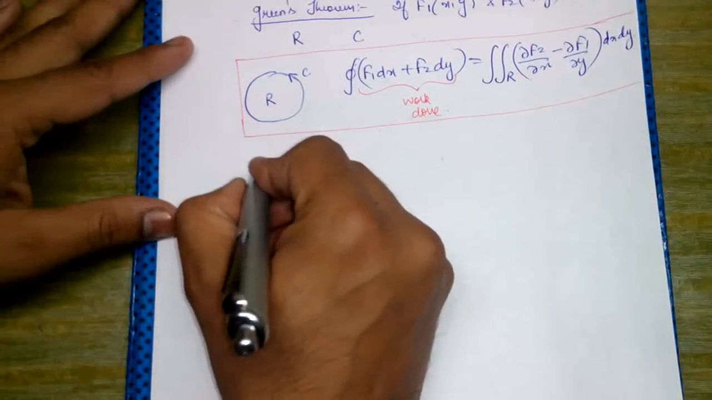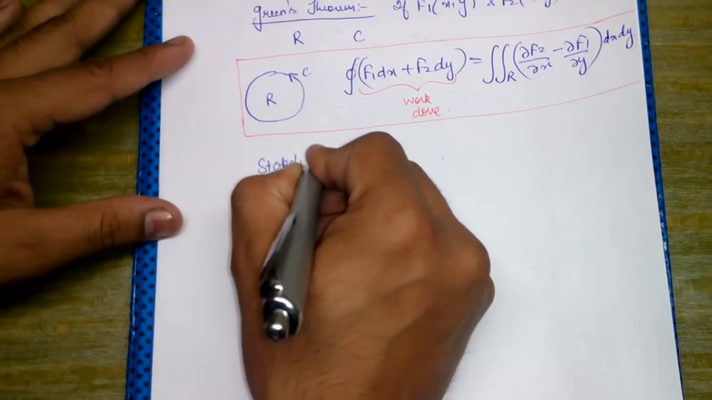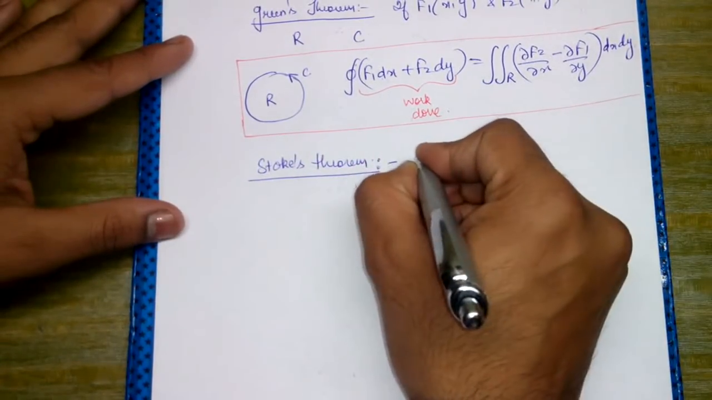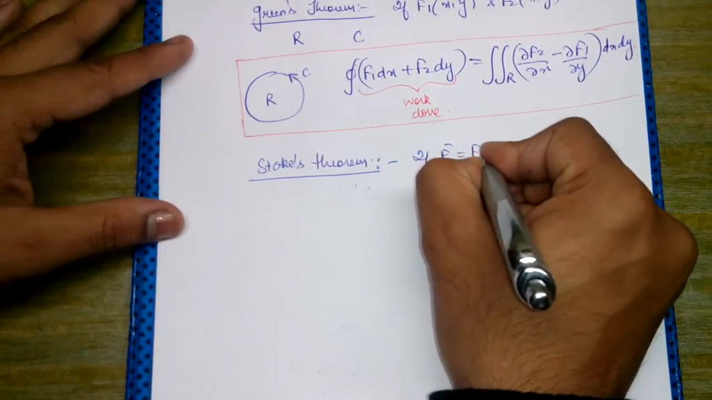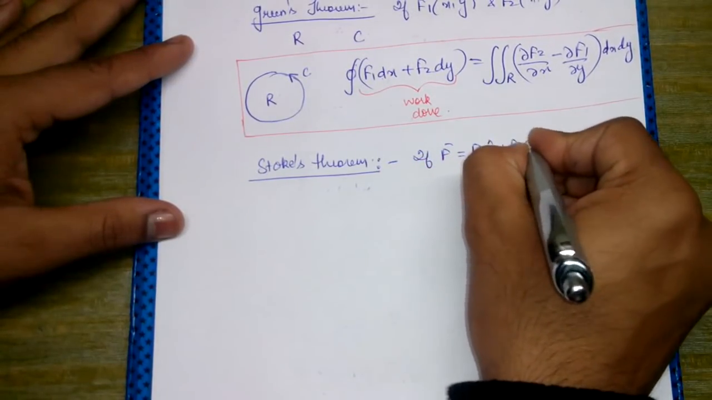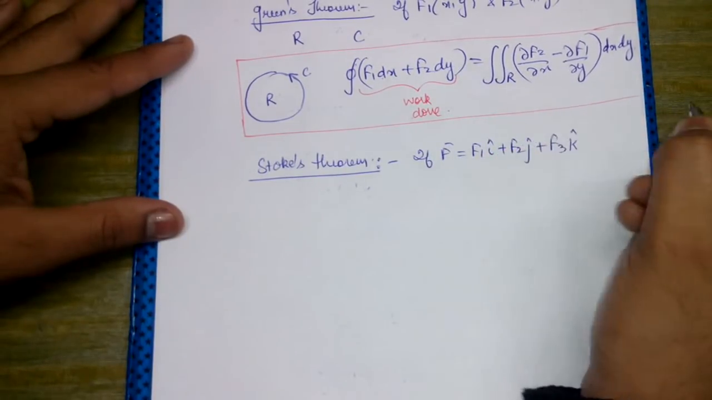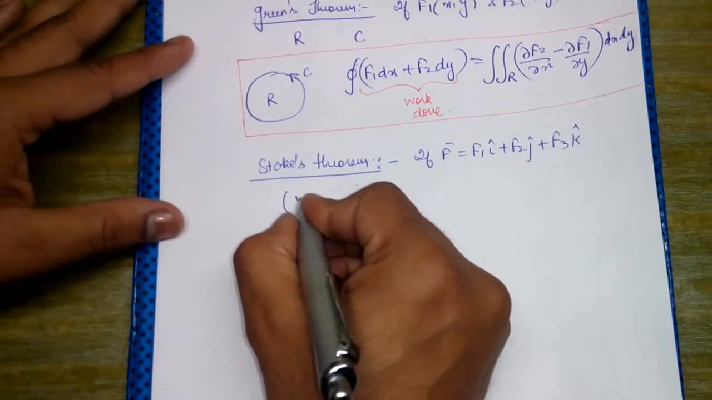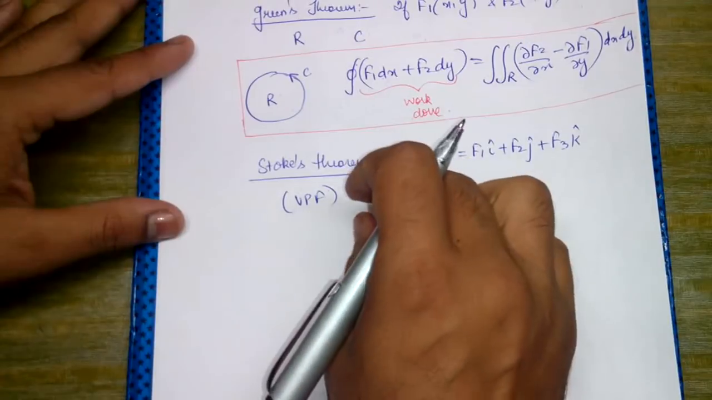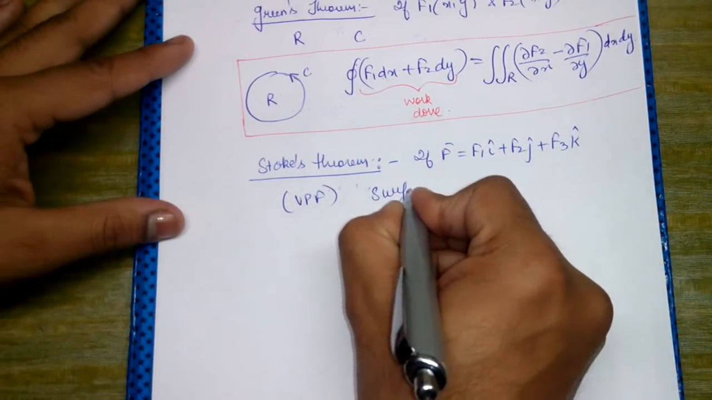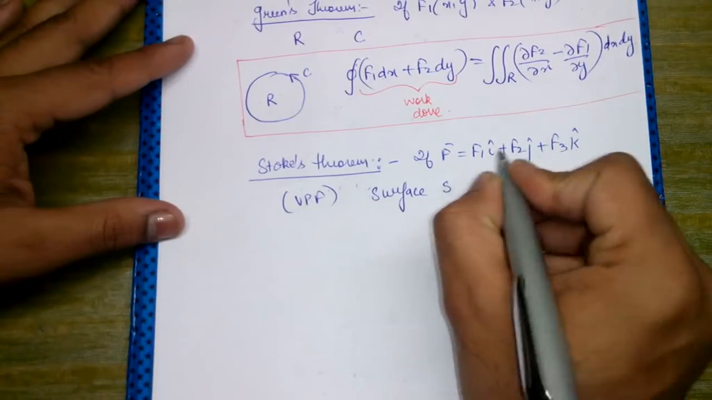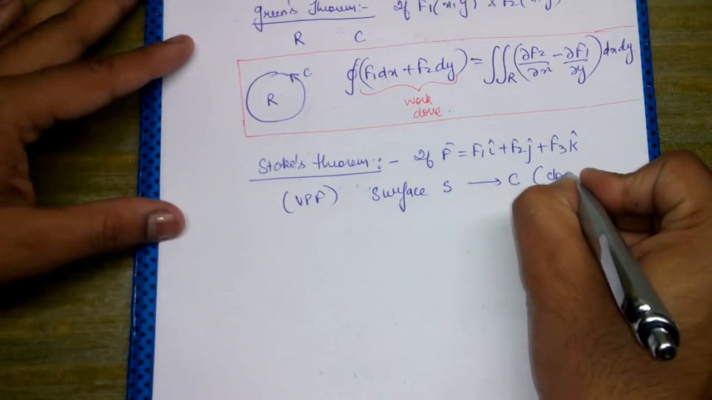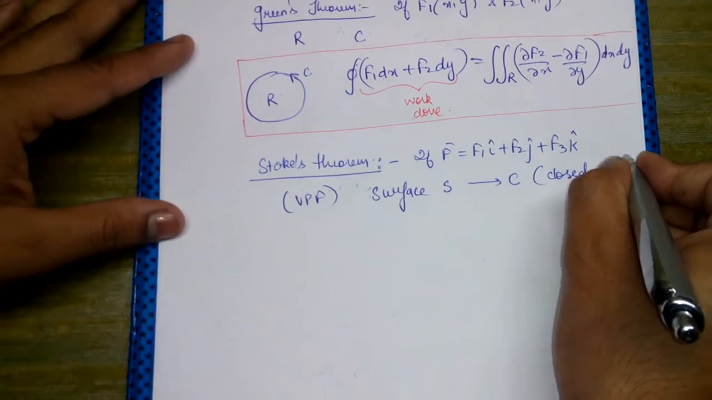Okay, now we have Stokes theorem. Stokes theorem states that if f is equal to f1 i cap plus f2 j cap plus f3 k cap is a differentiable function, that is, a vector point function defined on an open surface S, which is bounded by a simple closed curve C. C is a closed curve.